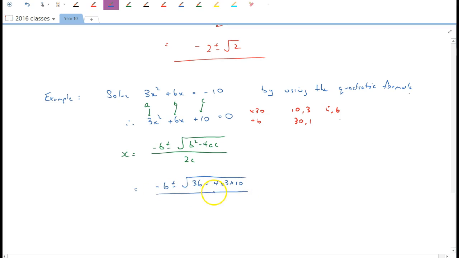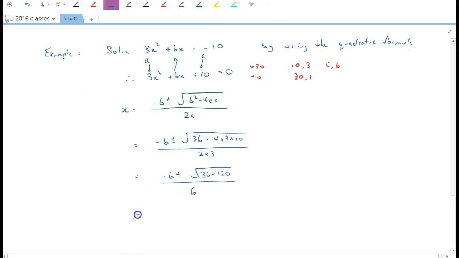Right, that's all over 2A, 2 times 3 is 6. So we get minus 6 plus or minus the square root of 36 minus 4 times 3 times 2, minus 120. That number in there is negative. Minus 6 plus or minus the square root of 36 minus 120. That's like minus 84. What do you think about the square root of negative 84?